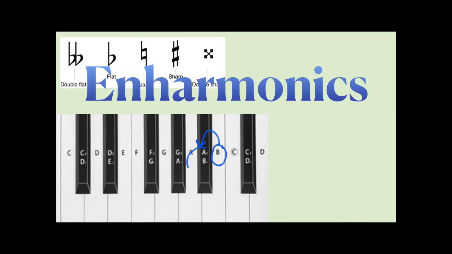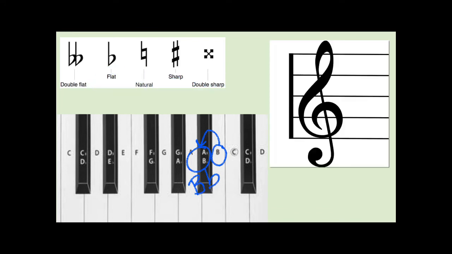Let's find a B on our keyboard and move down a half step. That's a B flat. Here's where you locate it on the keyboard, and here is where you locate it on a staff. The note is on the B line, and there's a flat sign in front of it.